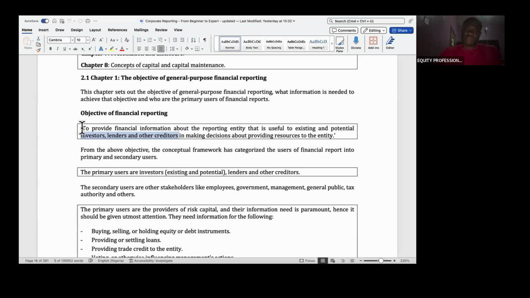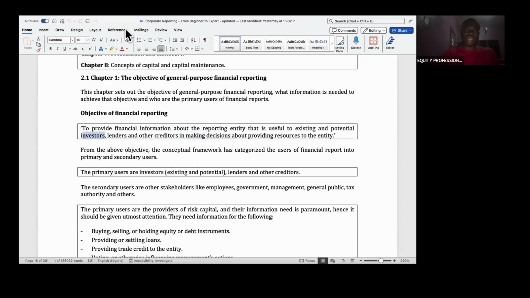So I kind of asked you guys before that they gave you this objective and they ask you that you should state the primary users of financial reports and their information need. So what they were expecting as primary users are potential and existing investors, lenders, and other creditors. And their information need. What do they need this information for? What decision do they want to make? Of course, the information is to make decisions. So what decision does an investor want to make?